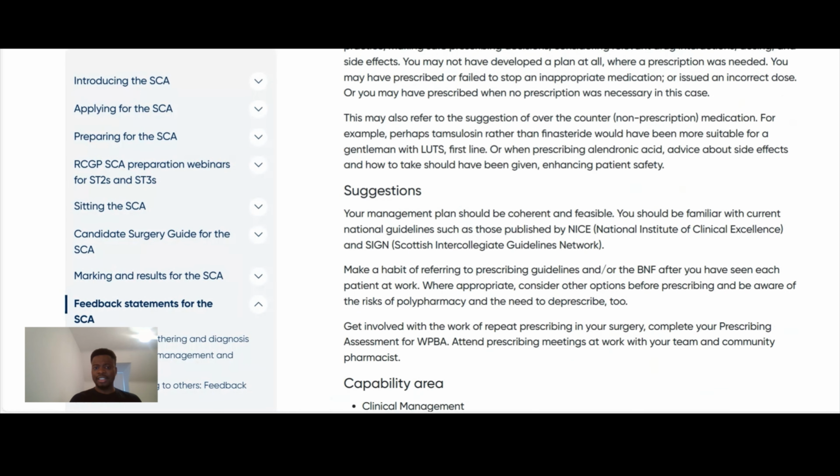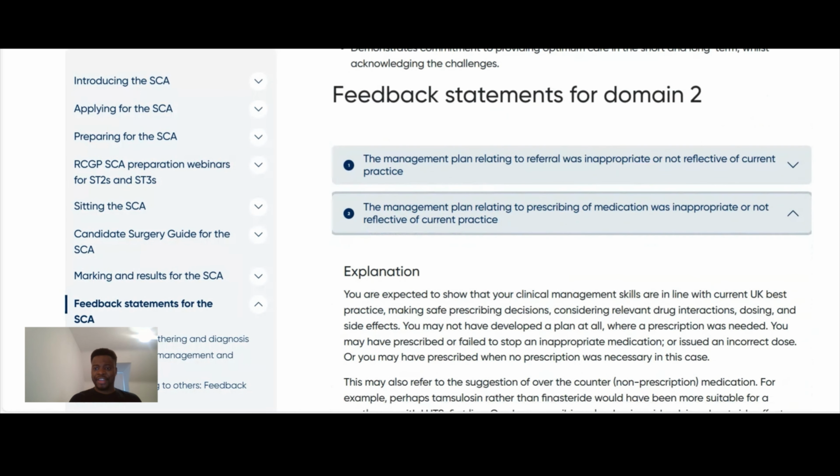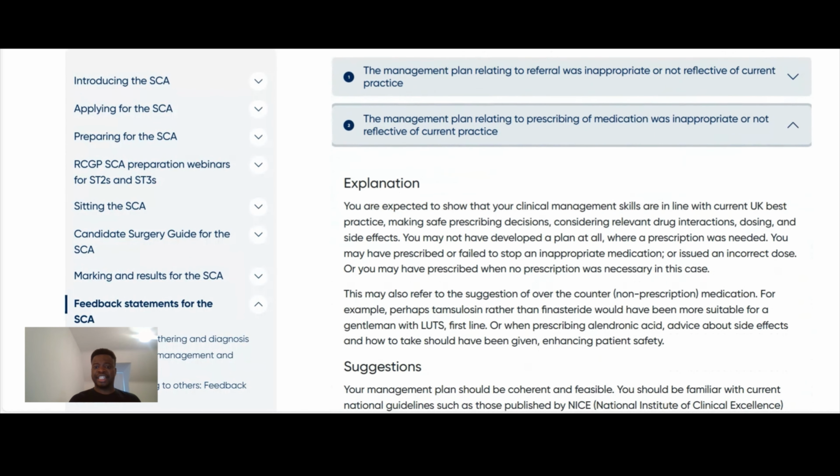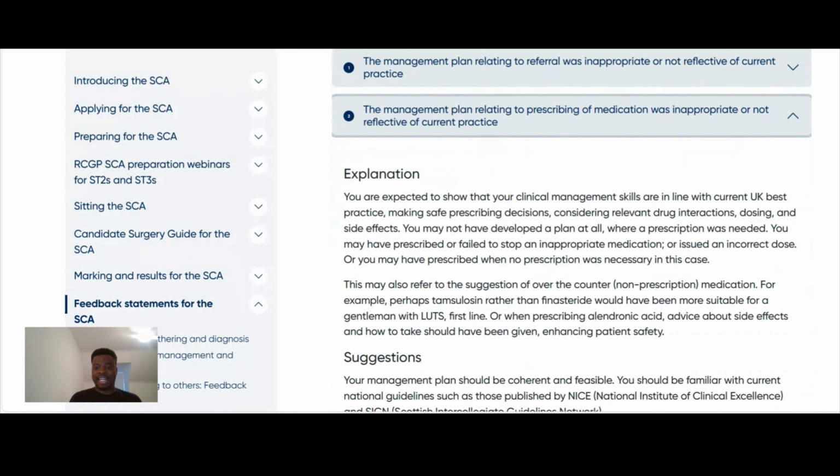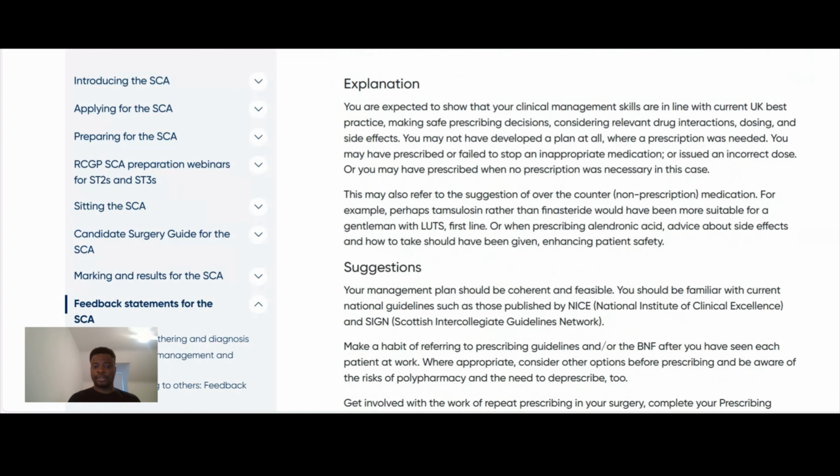The way to combat this problem will be to be in tune with the first and the second line options of your NICE guidelines. Know what the first line is in every situation, know what the second line is, know the issues surrounding each one, and when you will not prescribe the first line. And you could even chip in your management that I'm not suggesting we start this because of this and this, such that it is clear that the doctor knows exactly what they are talking about.